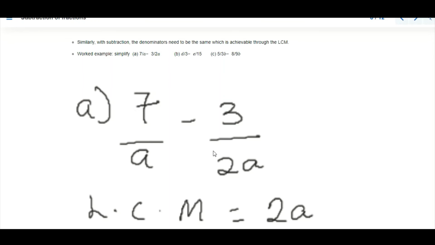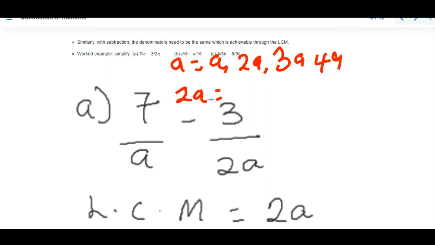So 7 over A minus 3 over 2A. What is the answer to the problem? We can solve that by finding the multiples of A. Let's write A, we have 2A, 3A, 4A, and like that. So for 2A, what do we have? We have 2A, 4A, 6A, and like that.